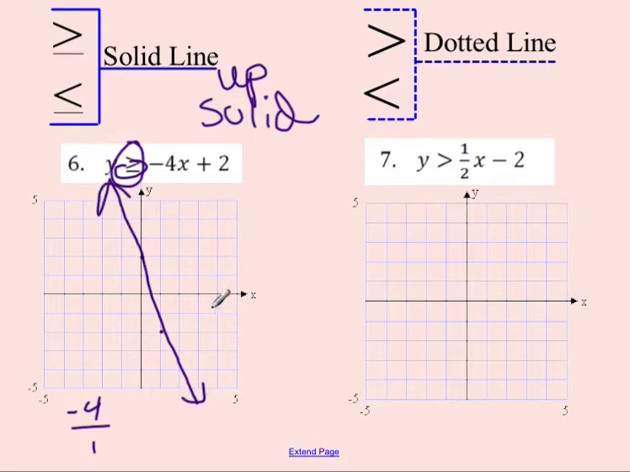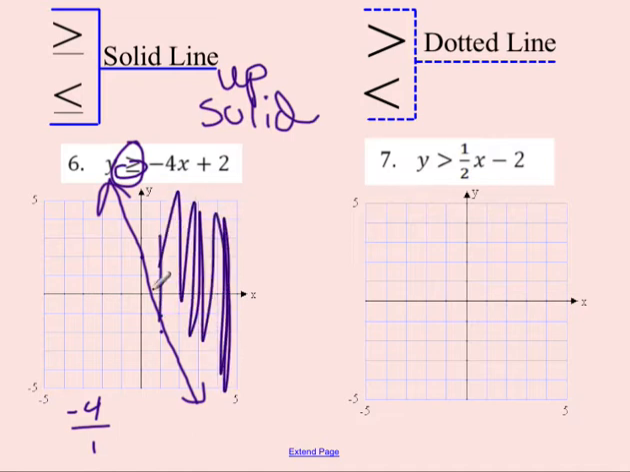Then I'm going to pick a spot on that line. From that spot, I'm going to go up. And where my pen landed is where I'm going to shade in.